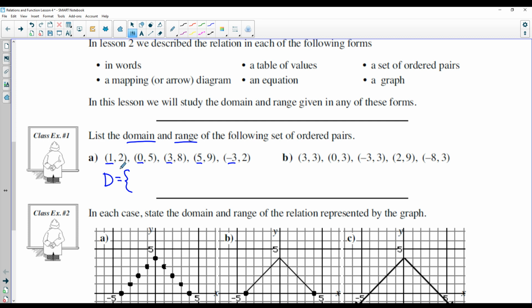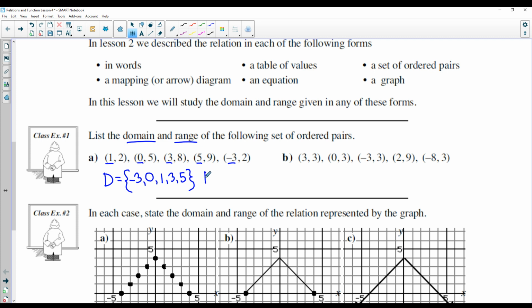And then what I'm going to do is list the x values from smallest to biggest. So if I look at all my possible x values, my smallest x value is -3. Then in increasing order, it'd be 0, then 1, then 3, and then 5.